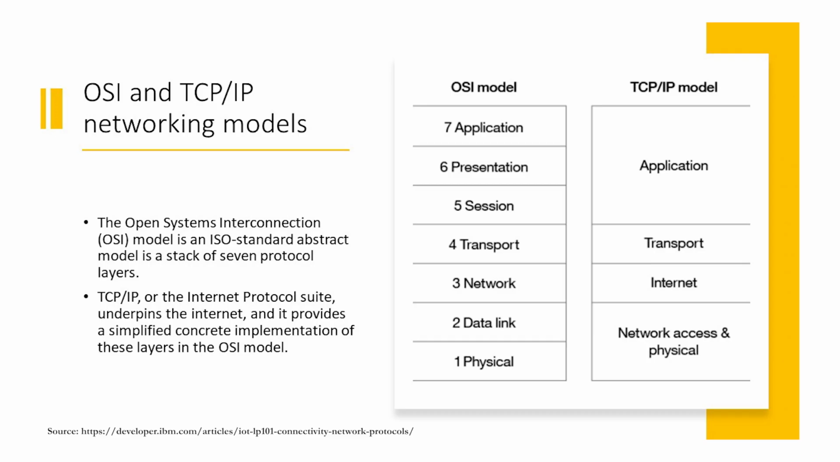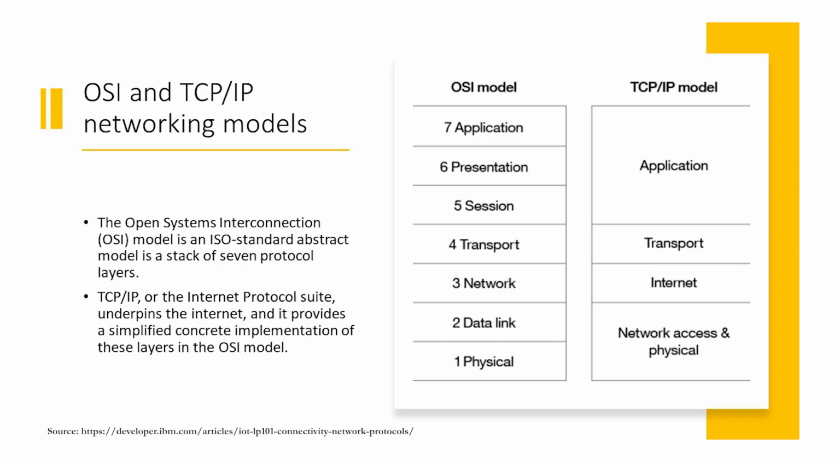And for the TCP/IP model, you have network access and physical, then you have the internet, then the transport and the application. So, it is a smaller number of layers compared to the OSI model. TCP stands for Transmission Control Protocol, and IP stands for Internet Protocol. TCP/IP, or the Internet Protocol suite, underpins the Internet.